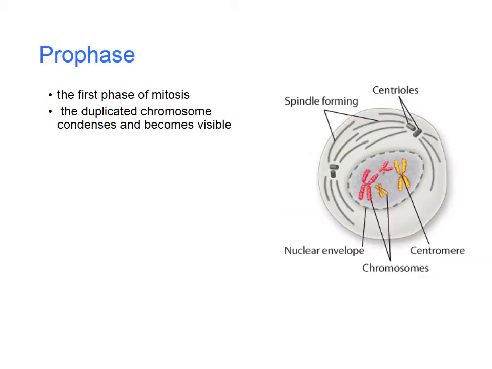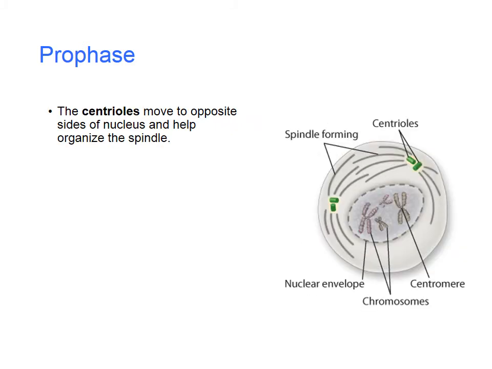So the first phase of mitosis is called prophase. Now remember, in interphase we had the chromosomes where they duplicated, and they're called sister chromatids. Now in this case, here is where the duplicated chromosome condenses and becomes visible. So now this is where they'll look like the little X's that you're used to seeing. Those centrioles move to opposite sides of the nucleus, and they form what are called poles, and they help to organize that spindle.